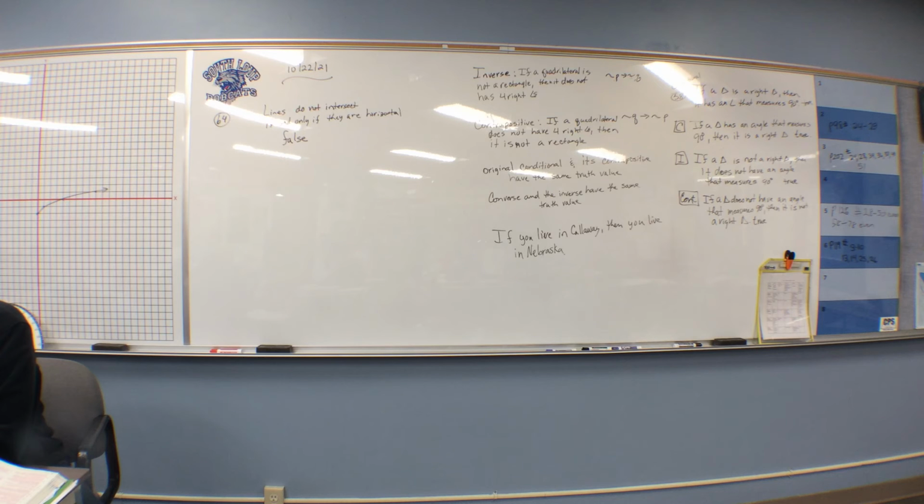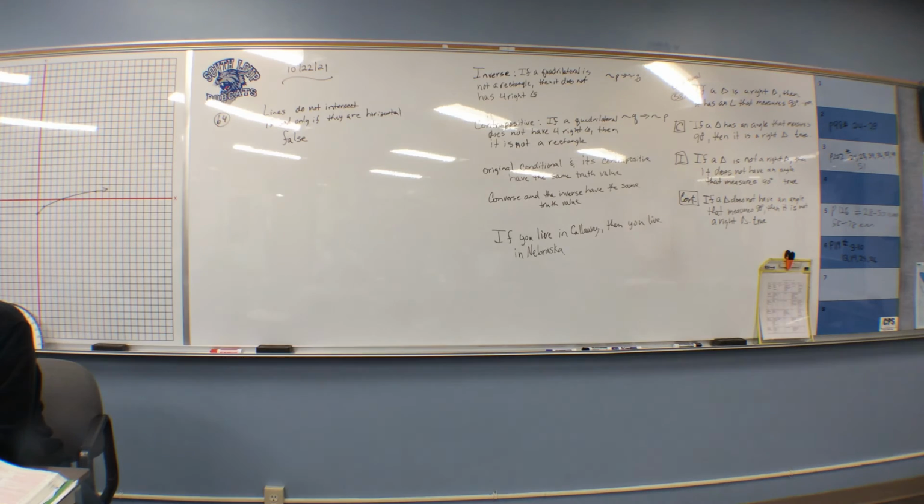So on 70, we would say if an animal has stripes, then it is a zebra, and then we would put the truth value, and the truth value would be false. If it's false, give a counterexample: tiger, okay?